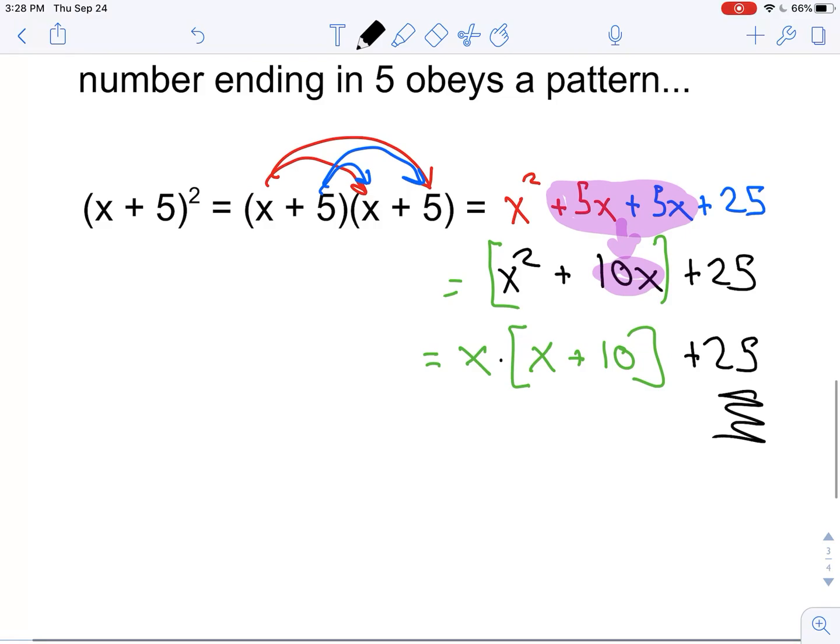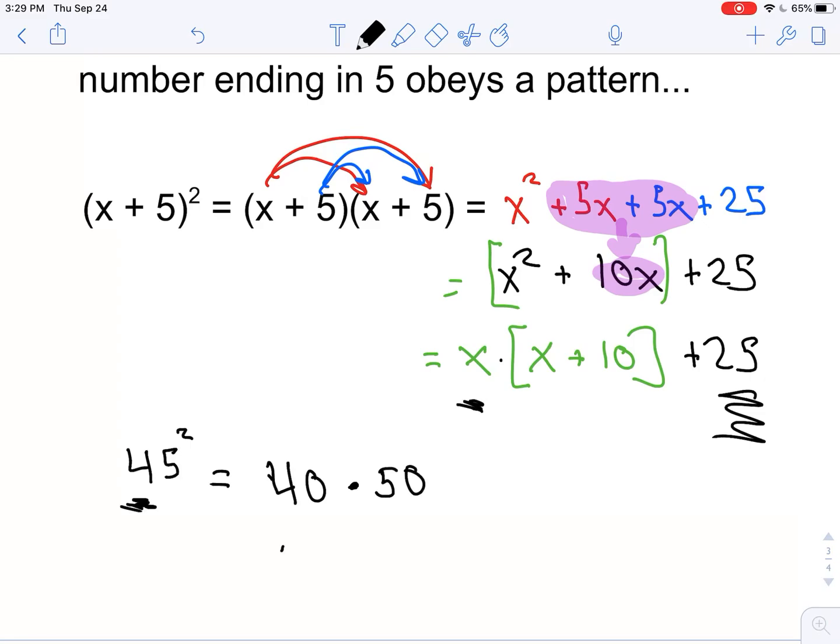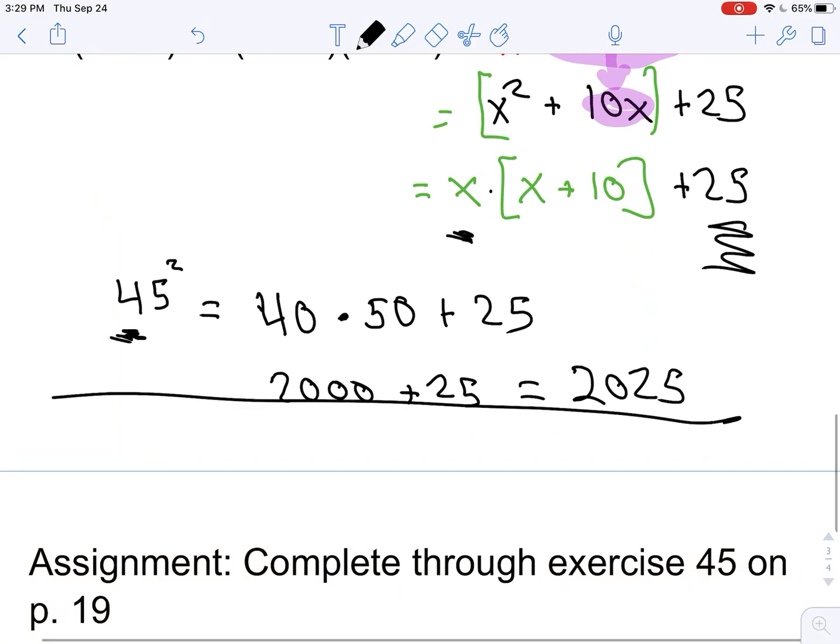The reason I'm showing you this is because when I have some number that I'm squaring that ends in a 5, say 45 squared, the implication here is that this tens place right here is represented by that x. That is to say, I can write this as 40, because the x is representing 4 tens here, so 40 times 10 more than 40 is 50. That's pretty easy to mentally add in your head, right? 40 times 50 is a 20 with 2 zeros. And then there's 25 added on. That's right, 2025. Pretty easy to do mentally, isn't it?